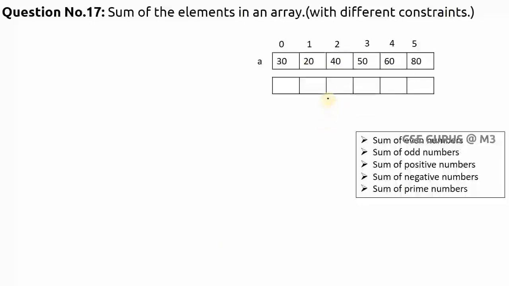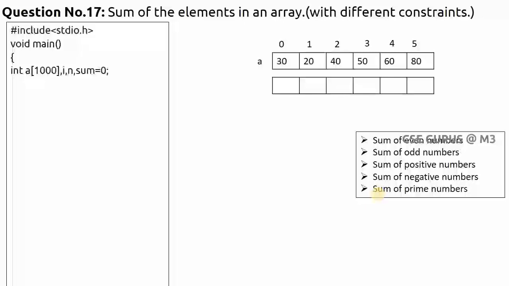Now of course we'll see how to write the logic, and not only that, we'll also see the sum of only even numbers in your array, sum of only odd numbers, sum of positive numbers, sum of only negative numbers, sum of only prime numbers. How to write all those logics. So I'll just compare one logic to another. Here I'll explain how to write the programs.